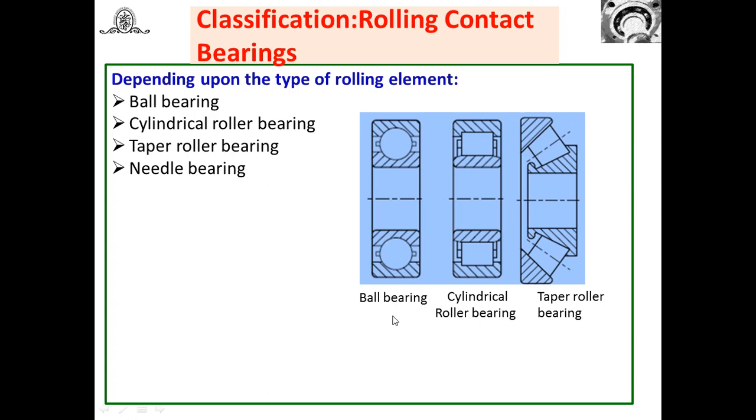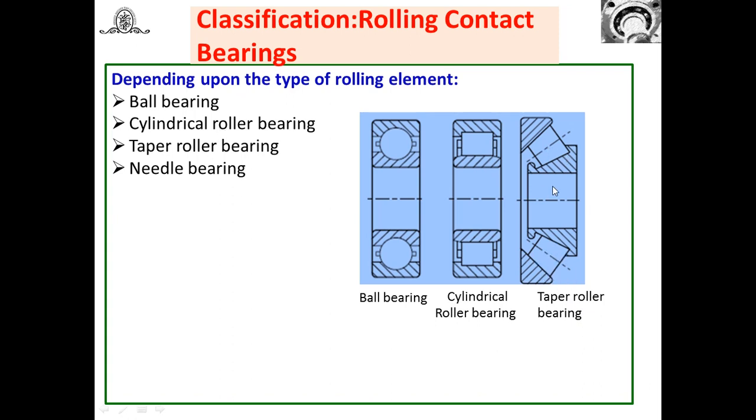Now, look at this here, ball bearings. The rolling element is a ball. That's why it's a ball bearing. In this case, cylindrical roller. Here, instead of a ball, it is a cylindrical roller construction as the rolling element. And the third one is the taper roller bearing. This rolling element has a taper.